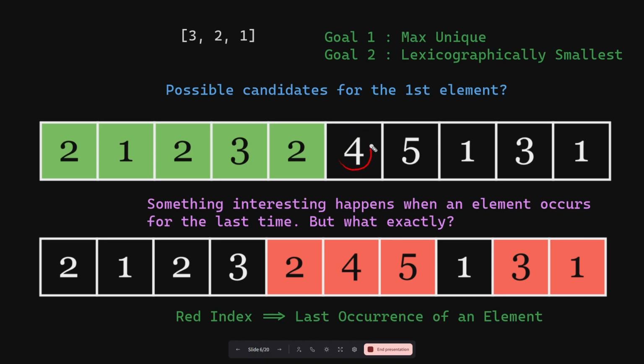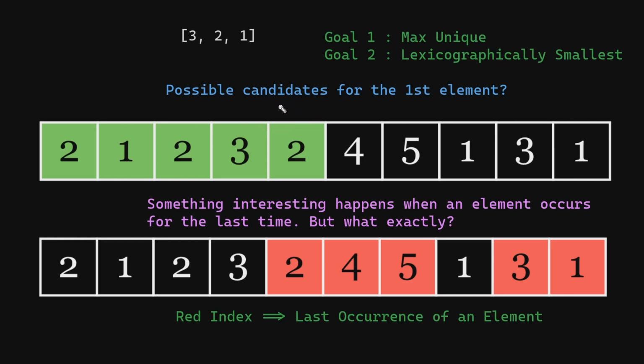Why is it not a possible candidate for the first element? What exactly happened over here that all these boxes are green but this is not green? This is not a possible candidate because if you were to start a subsequence over here, there is no way that you will be able to accommodate 2 in your subsequence. Why? Because all the copies of 2 are behind us. If you start your subsequence over here, you will never be able to take 2 in your subsequence.